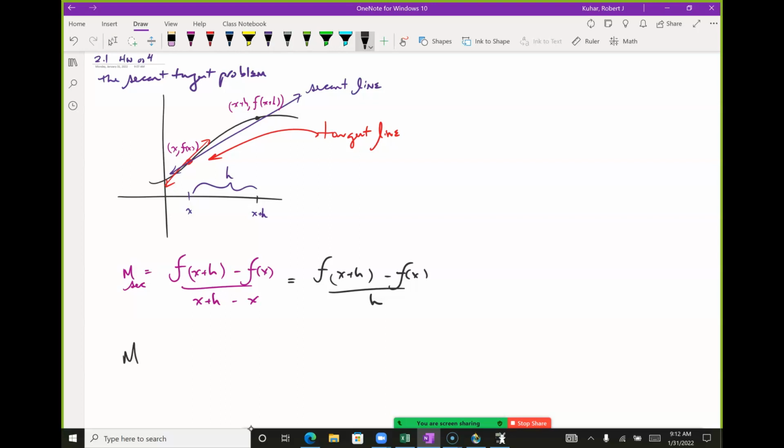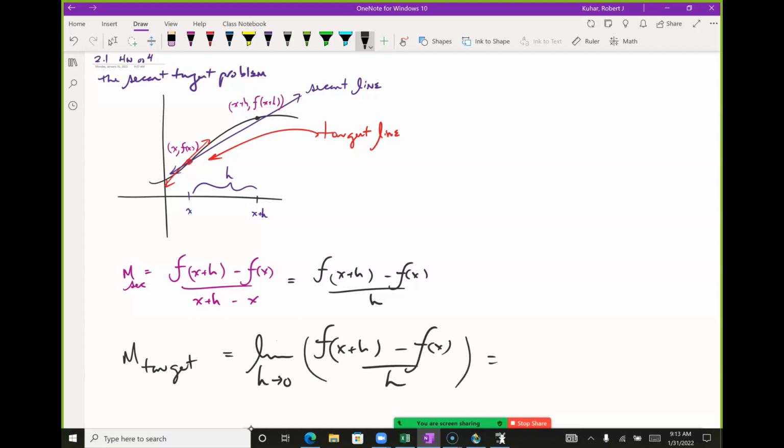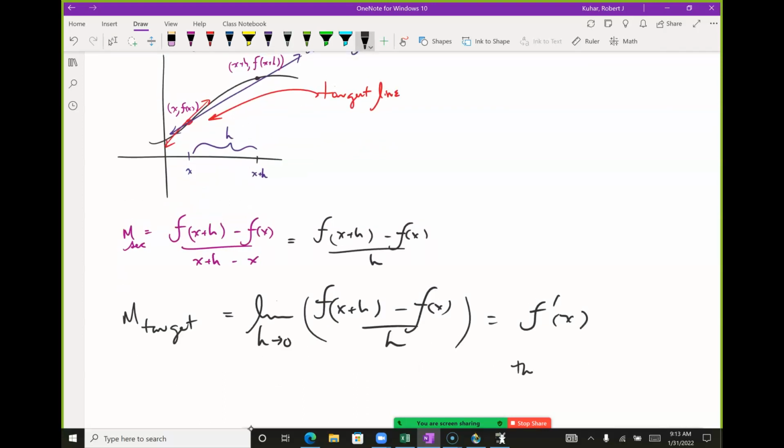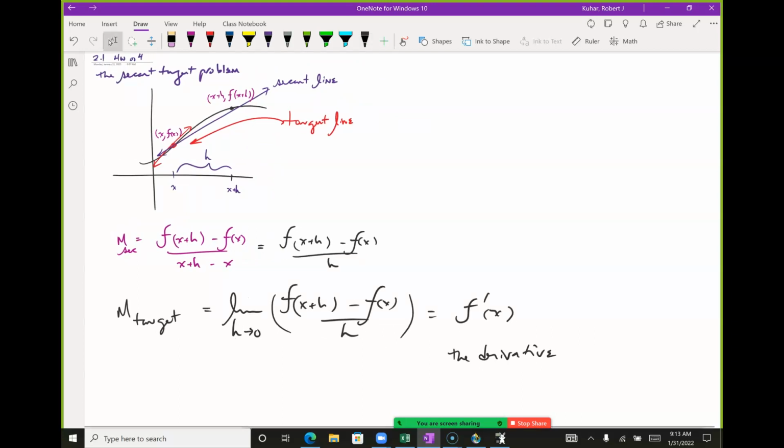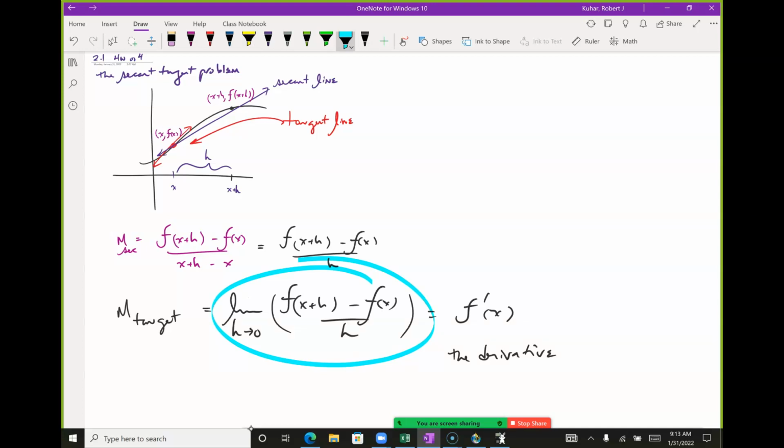And I get the slope of the tangent line when I let the limit as h goes to 0 of f of x plus h minus f of x over h. And this guy is called f prime of x, which is the derivative. The derivative will give me the slope of the tangent at any point on the curve. And you see how I get it, I get a limit, right? So this is why I do limits first. I want you to be able to do this limit.